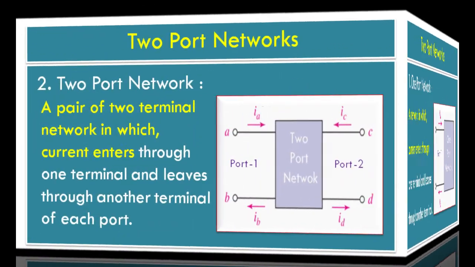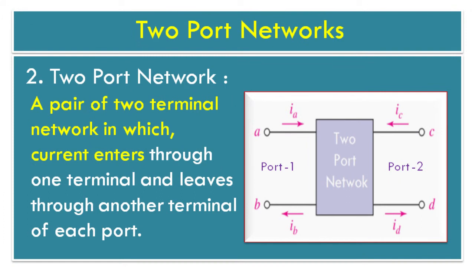Second term, two-port network. Statement: a pair of two-terminal networks in which current enters through one terminal and leaves through another terminal of each port. See the diagram. Currents IA and IC are entering into port 1 and 2, with currents IB and ID leaving from port 1 and 2 respectively.